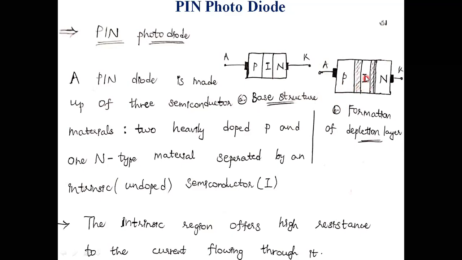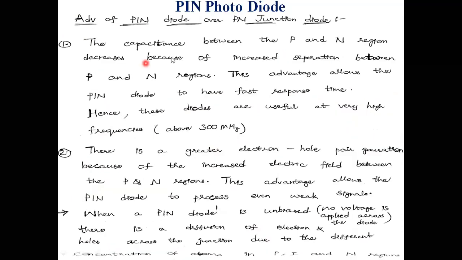Between p and I, some depletion layer will be formed, and between I and n, again some depletion layer is going to be formed. The capacitance between the P and N regions decreases because of the increased separation between the P and N regions here. This advantage allows the PIN photodiode to have a fast response time.